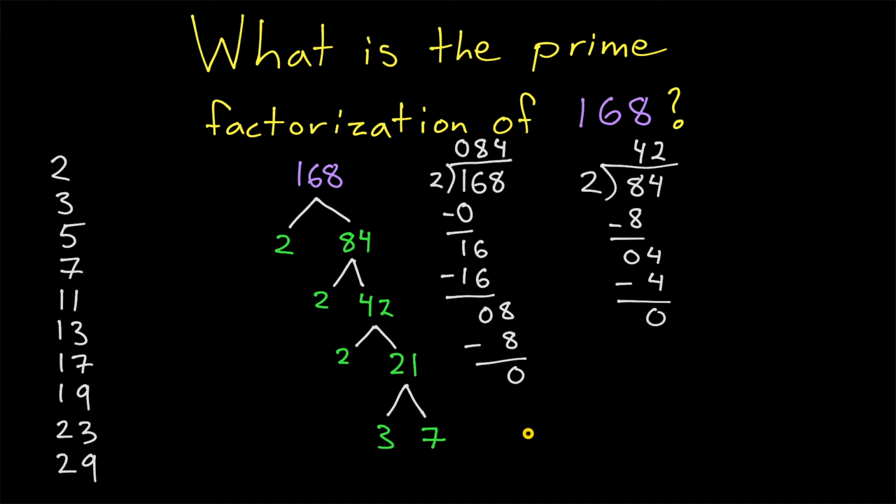So, in other words, 168 is equal to 2 times 2 times 2 times 3 times 7. Or, alternatively, it's simply equal to 2 times 2 times 2, which is 2 to the power of 3, times 3 times 7. And that's your final answer.